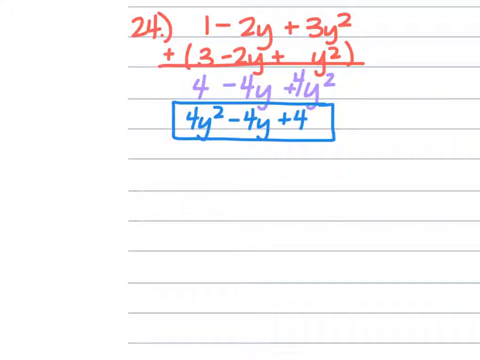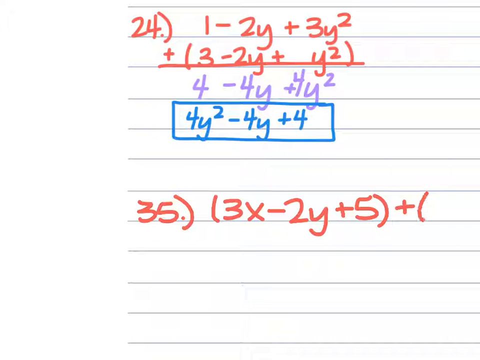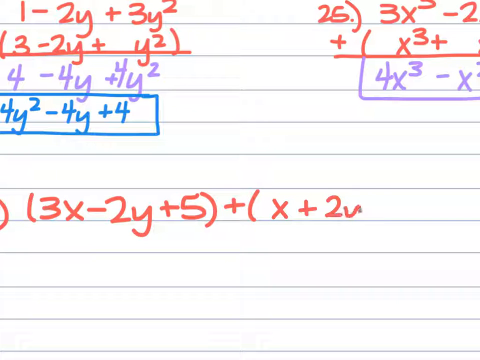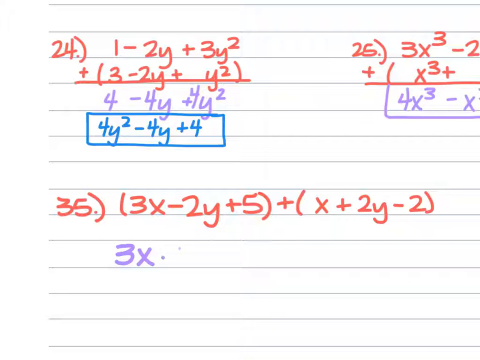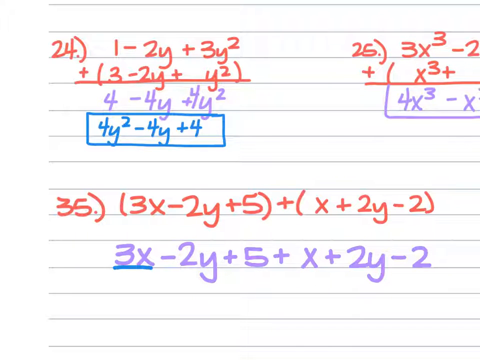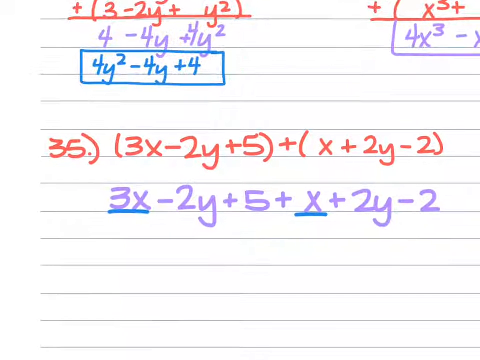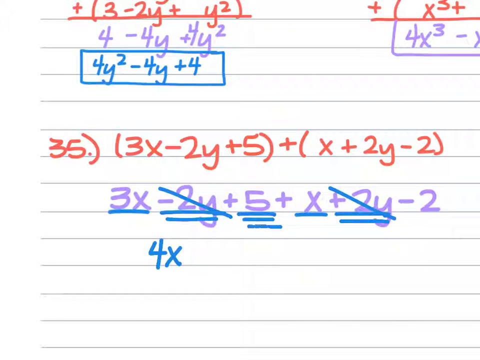For 35, we have 3x minus 2y plus 5 plus x plus 2y minus 2. So we're going to rewrite this without the parentheses. This is going to be 3x minus 2y plus 5 plus x plus 2y minus 2. So like terms, 3x and x, they match, so we add them and we get 4x. Then the negative 2y and the positive 2y match, they cancel out. And then the 5 minus 2 gives us 3.